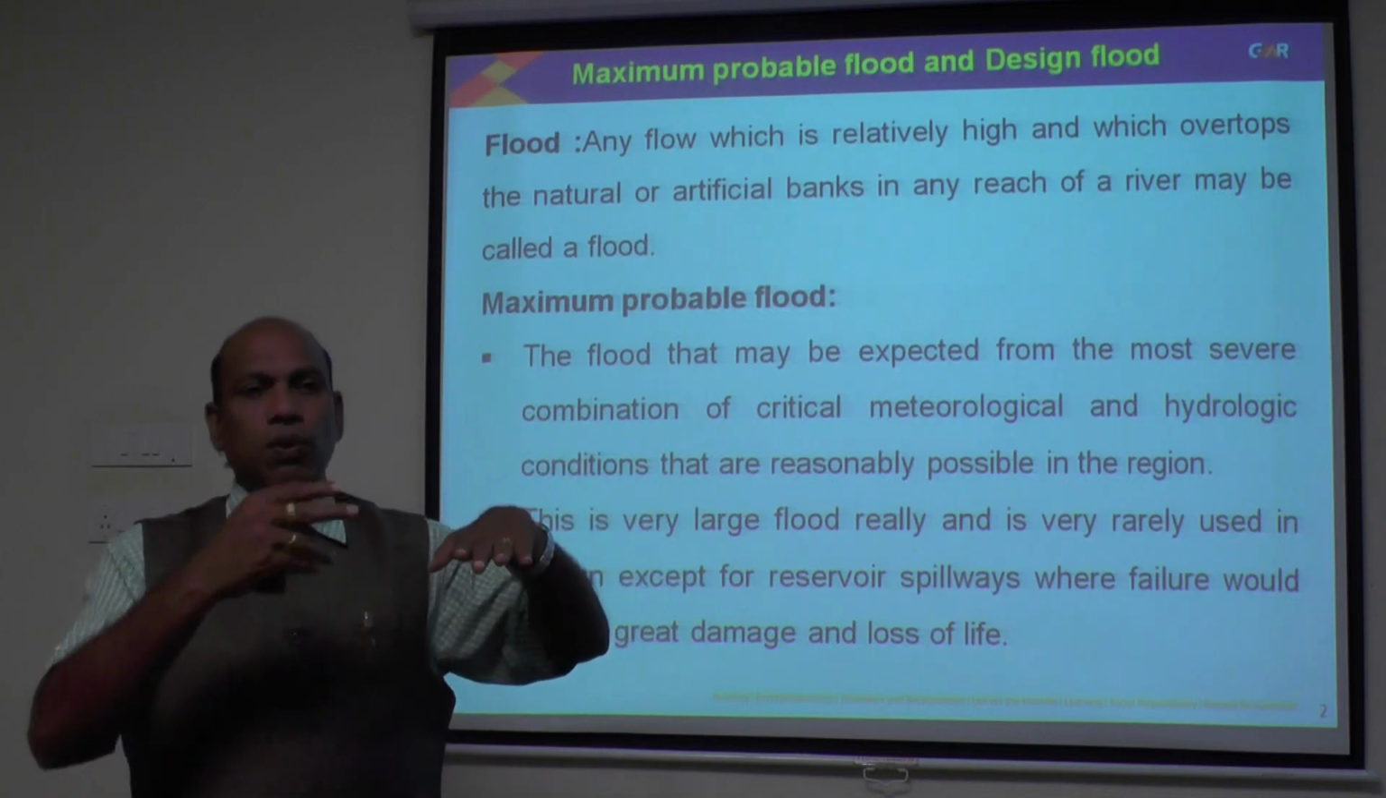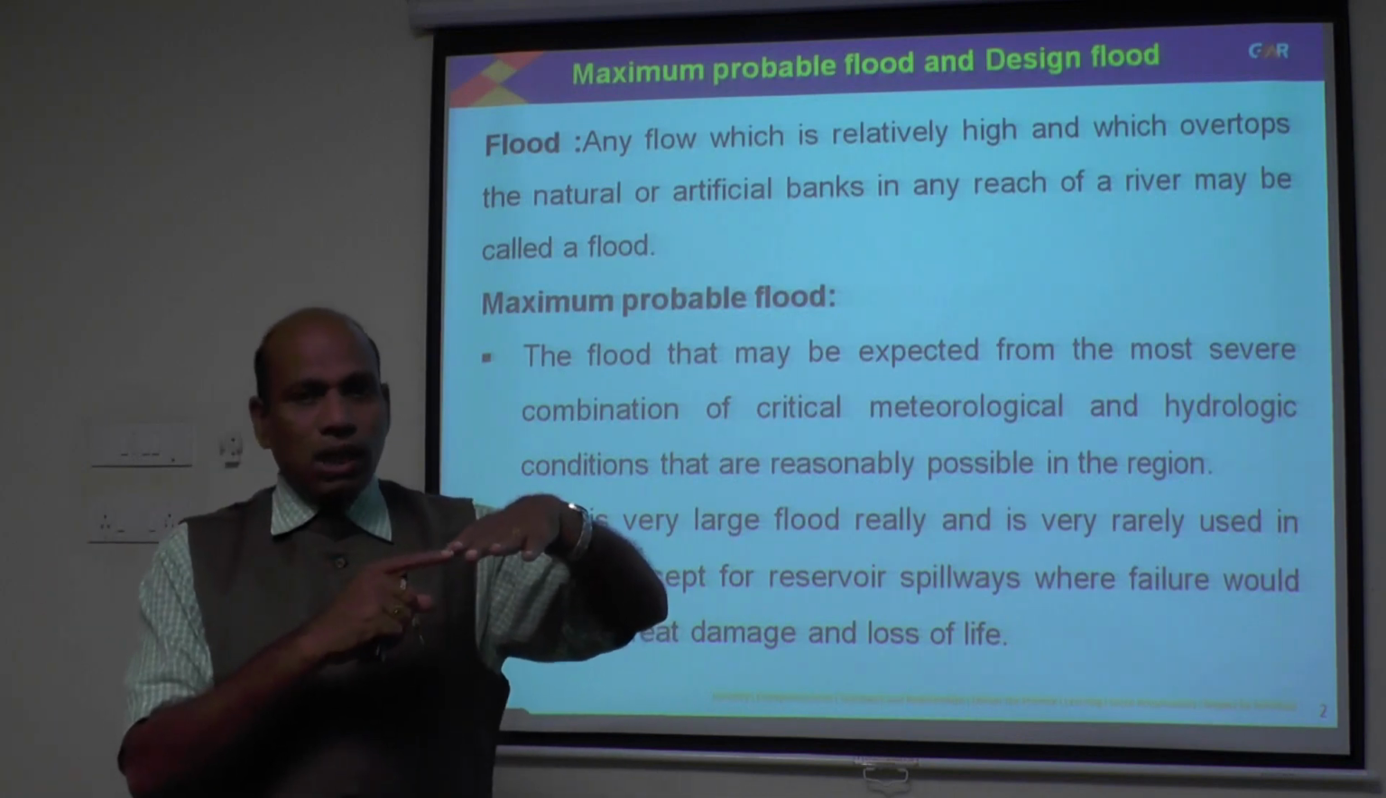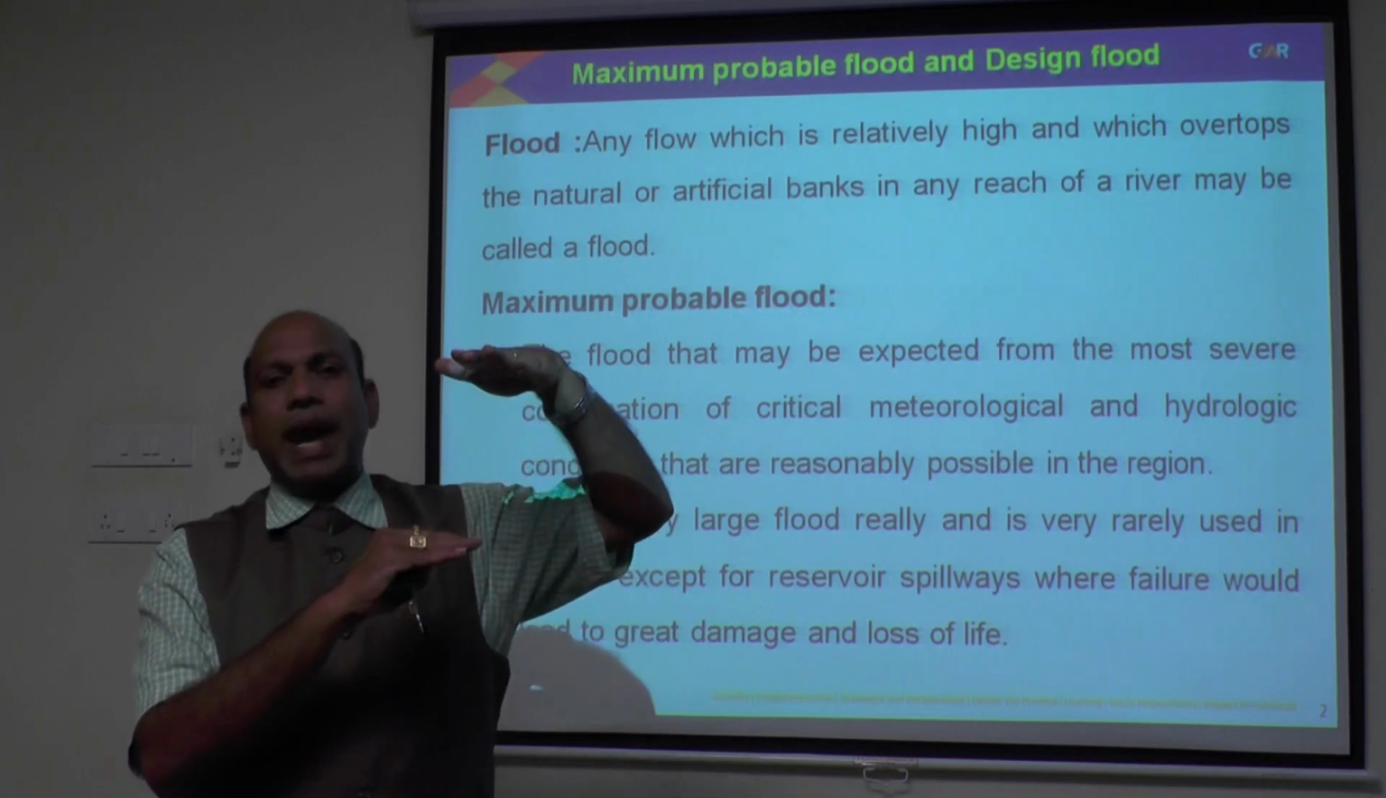In some cases, the flows are too high and the capacity of the spillway is not sufficient. Then the water level will range from the normal level to the maximum water level.